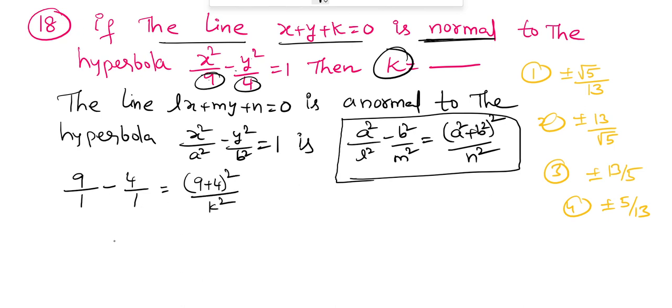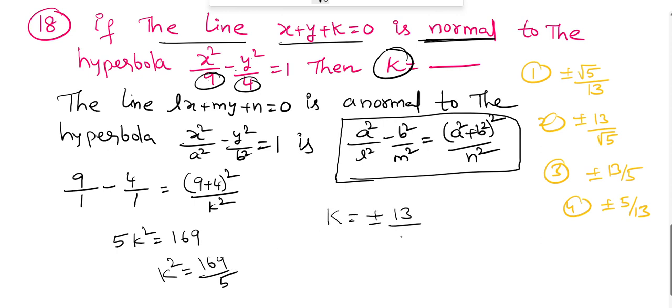Here 9 minus 4 is 5, so 5k square is equal to 9 plus 4, this is 13 square, which is equal to 169. From this k square is equal to 169 by 5. From this k is equal to plus or minus 13 by root 5. For this, the second option is the correct answer.